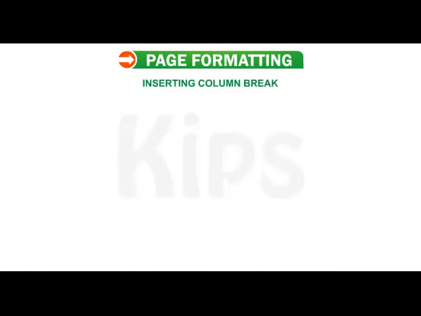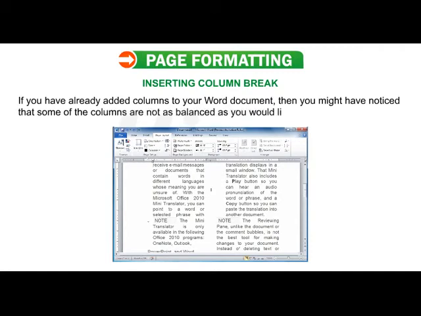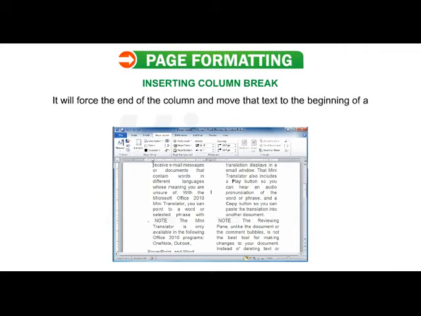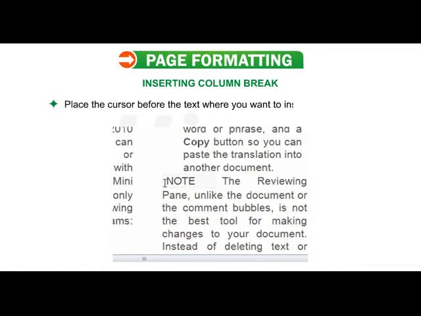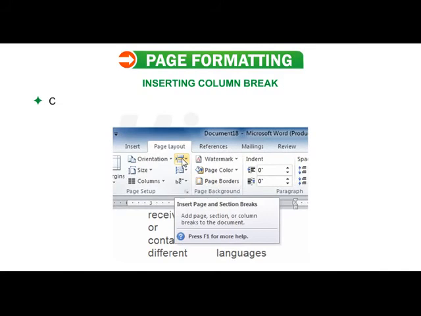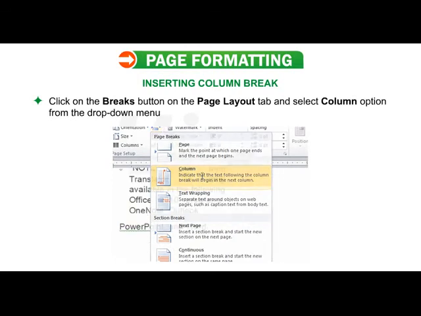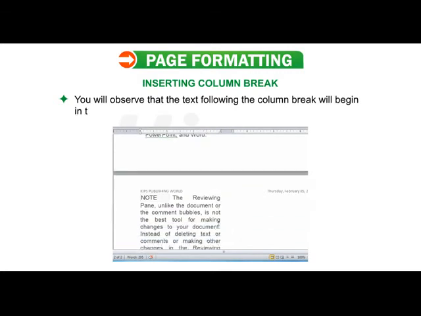Inserting column break. If you have already added columns to your Word document, then you might have noticed that some of the columns are not as balanced as you would like them to be. One solution to this problem is to add a column break. It will force the end of the column and move that text to the beginning of a new column. Place the cursor before the text where you want to insert the column break. Click on the Breaks button on the Page Layout tab and select the Column option from the drop-down menu. You will observe that the text following the column break will begin in the next column.